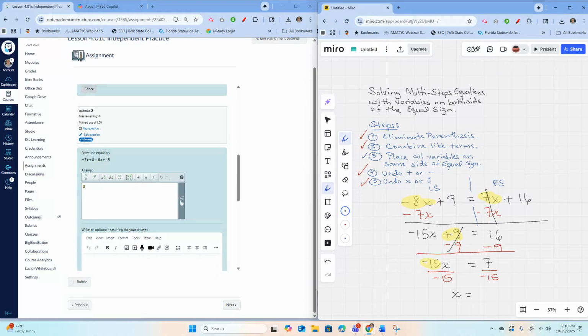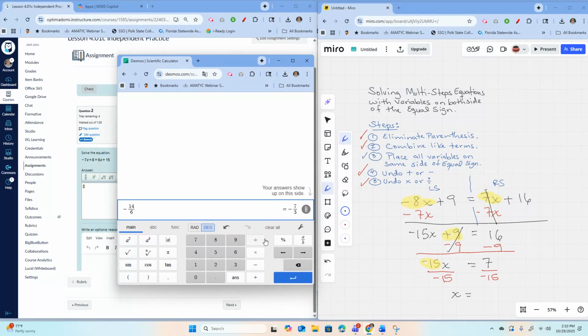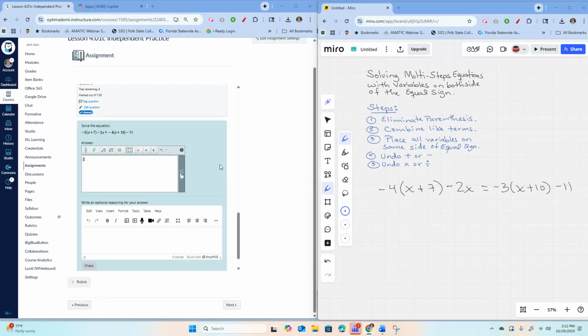And then 7 divided by negative 15, if you take the calculator, 7 divided by negative 15, you get a decimal, press the circle. You can see it stays the same. So my final answer is negative 7 over 15. And we found the value of the x. Let's go to the next problem. All right, here's question number 3.